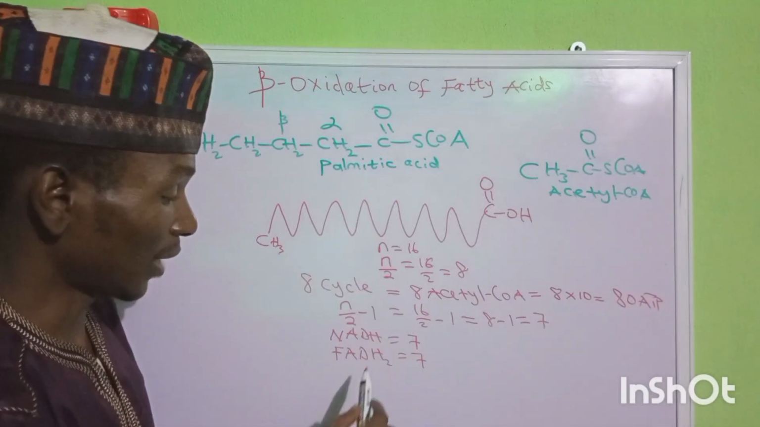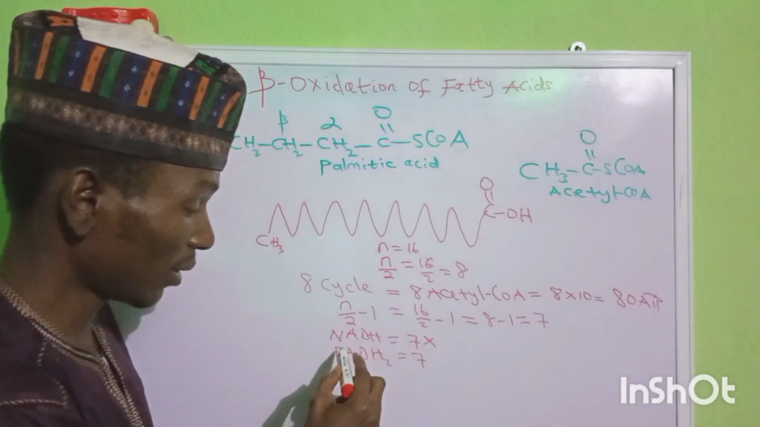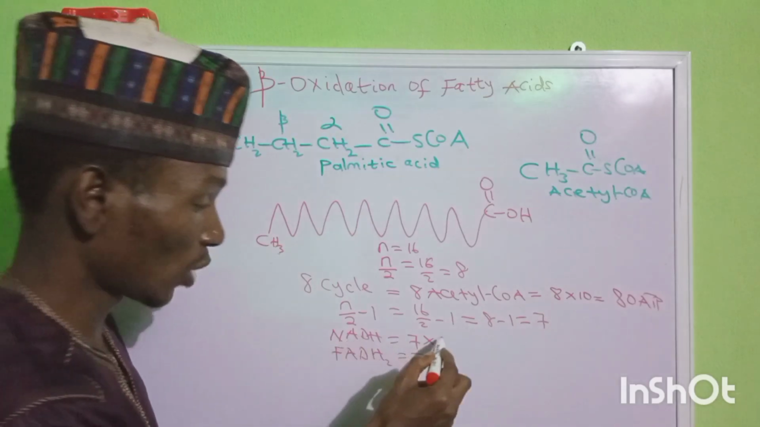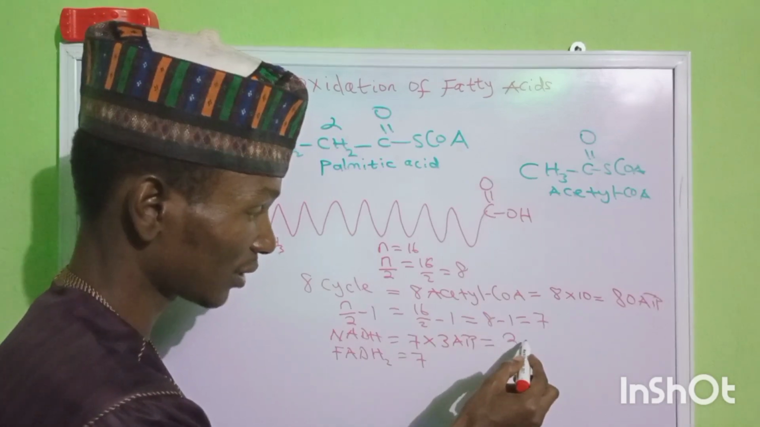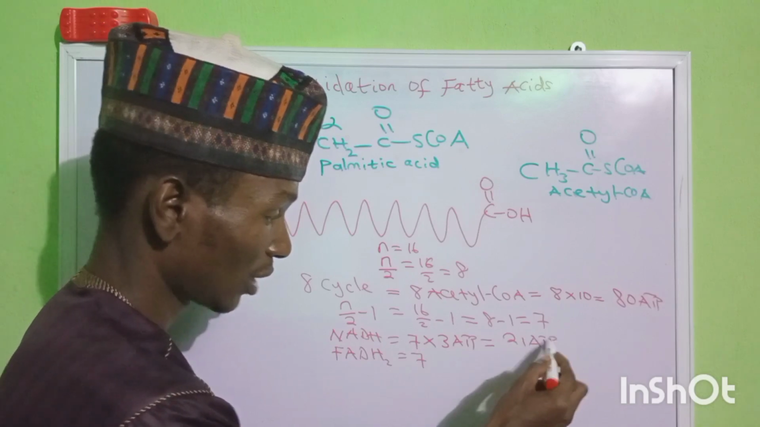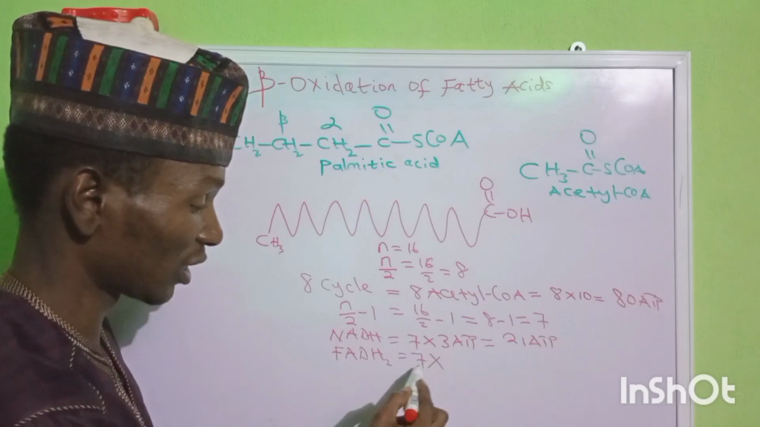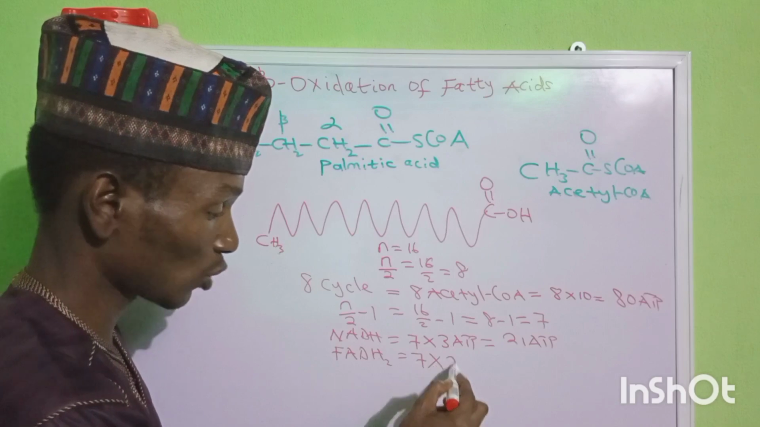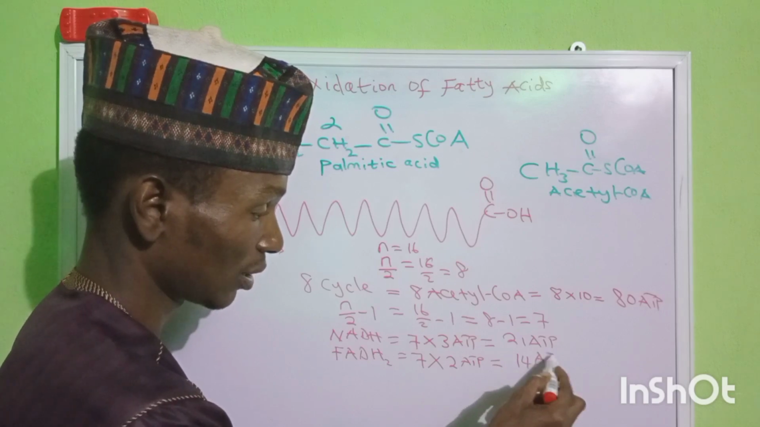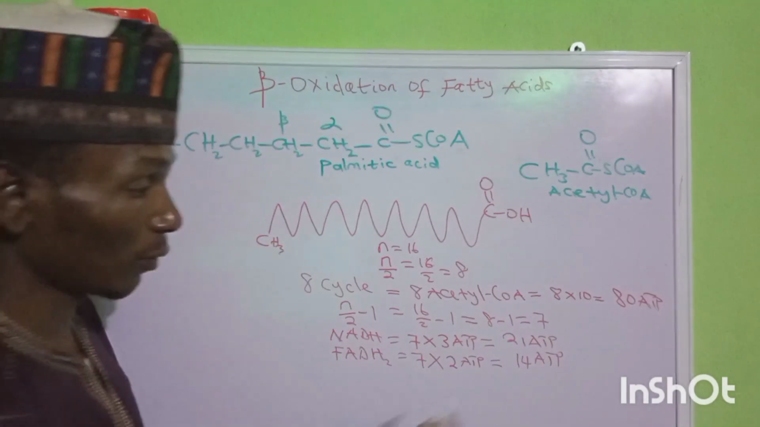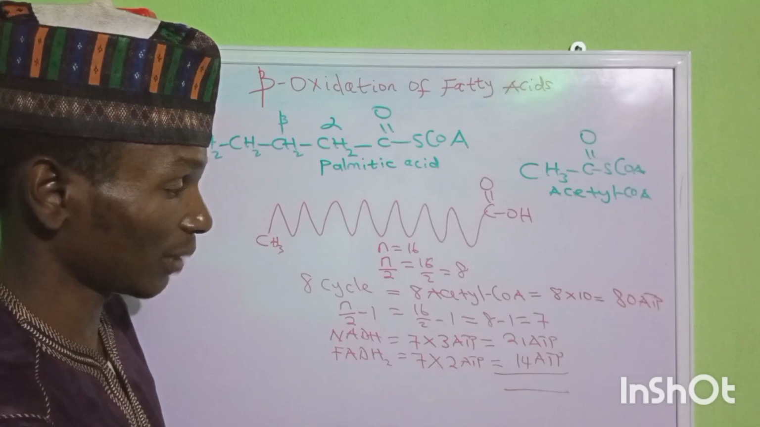And then for the reducing equivalent NADH, one molecule of NADH usually produces 3 ATP. So you now multiply 7 times 3, you now get 21 ATP. And for FADH2, one molecule of FADH2 usually produces 2 ATP. So therefore, you now multiply 7 times 2 ATP, then you now have 14 ATP produced during this process. So now you just do simple arithmetic to obtain the total or gross number of the ATP produced.